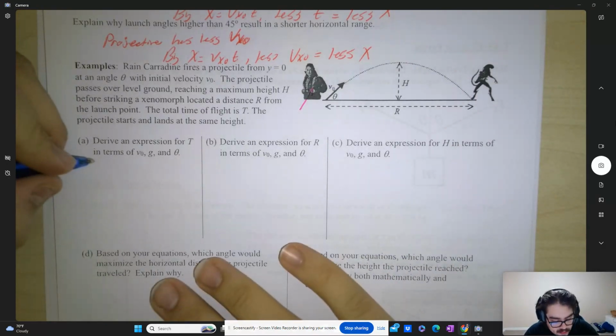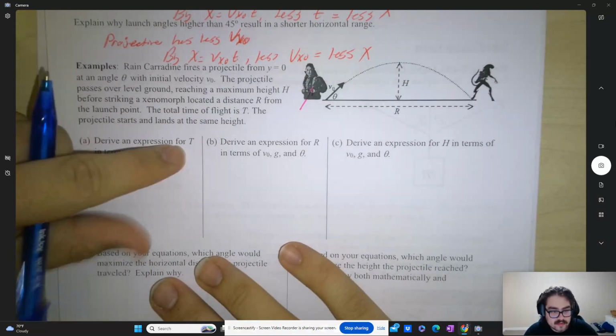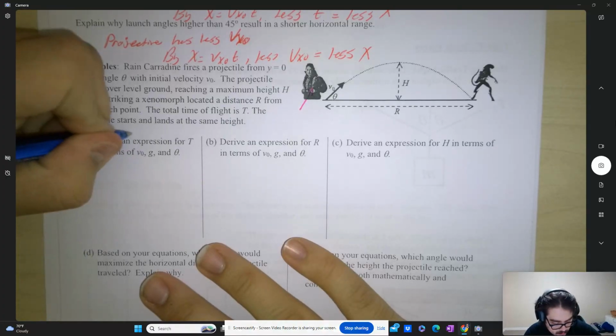Okay, but anyways, the first expression we want to get is t. This is time of flight.